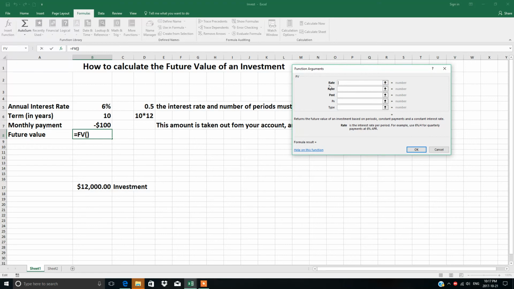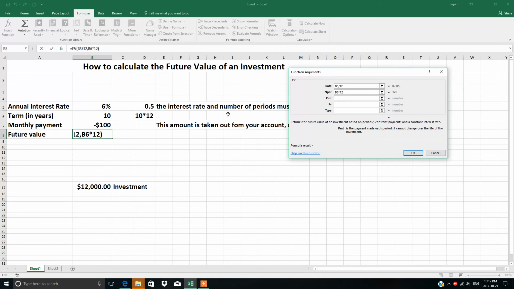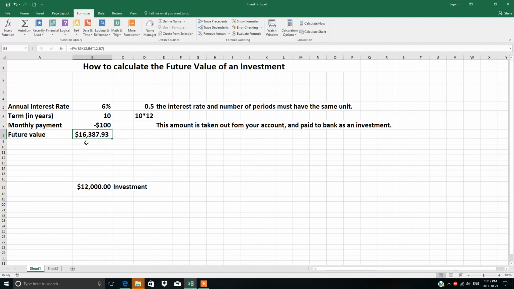So this is the rate. Our rate is 6%, and the cell reference is B5 divided by 12, and the number of periods is 10 multiplied by 12, because I have already told you that the interest rate and the number of periods must have the same unit. And then our payment is $100, and then okay. So you will see after 10 years, the total worth of your investment will be $16,387.93.